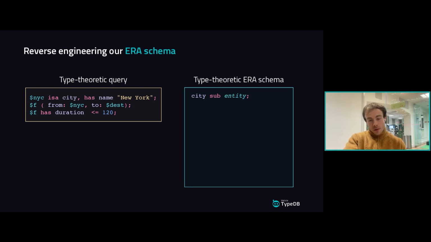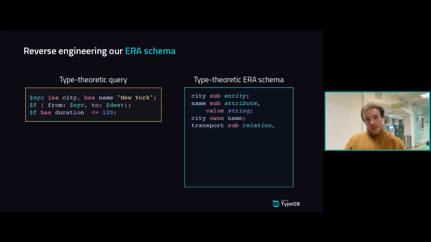It has name New York. So name must be an attribute type. But then we also must have names of cities. So maybe let me briefly add, it's an attribute type of value string. But in order to say that there are names of cities, we must specify that name can depend on city. So we do that by saying city owns name.